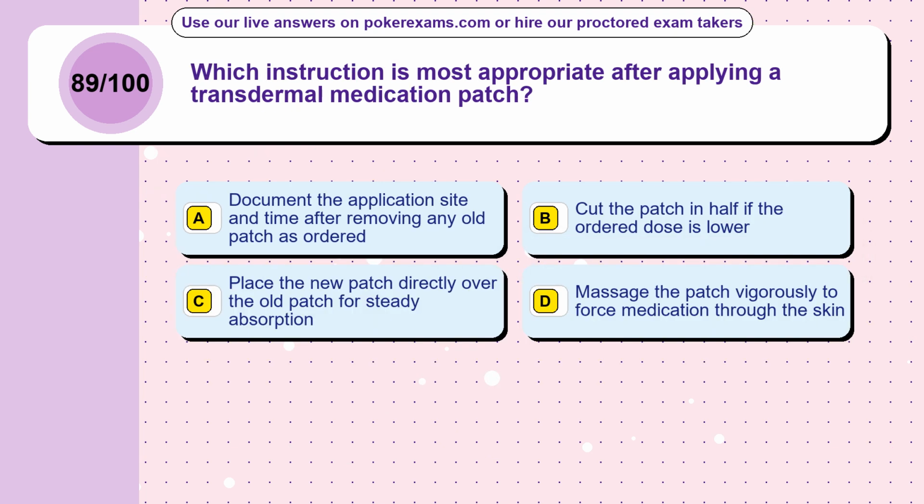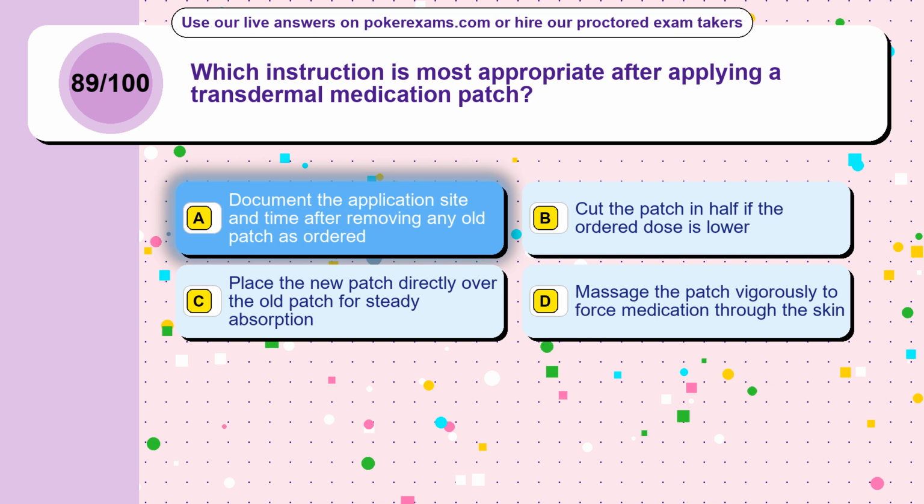Question 89. Which instruction is most appropriate after applying a transdermal medication patch? Option A. Document the application site and time after removing any old patches ordered. Option B. Cut the patch in half if the ordered dose is lower. Option C. Place the new patch directly over the old patch for steady absorption. Option D. Massage the patch vigorously to force medication through the skin. The correct answer is option A.